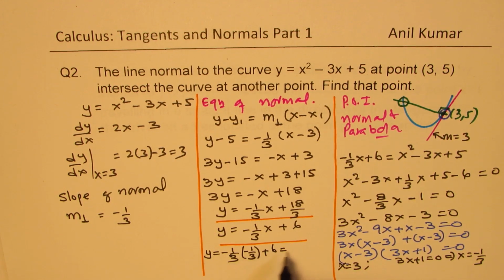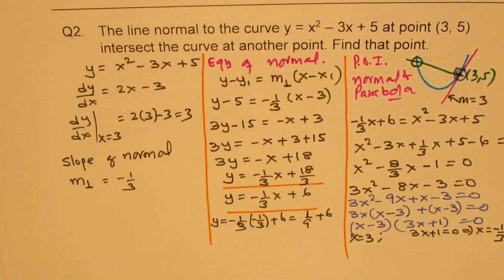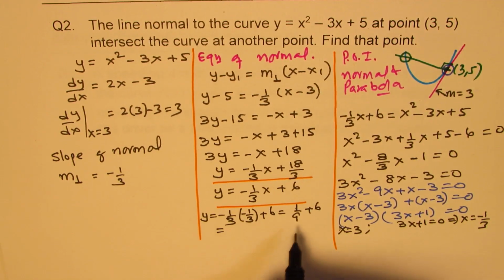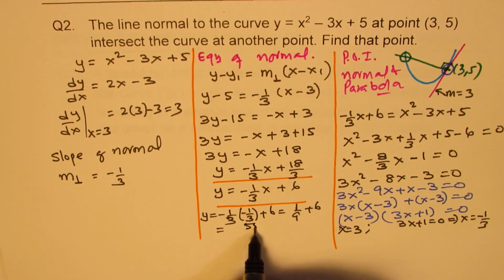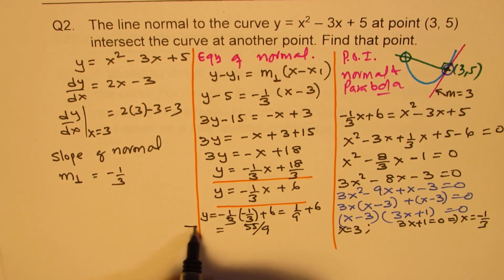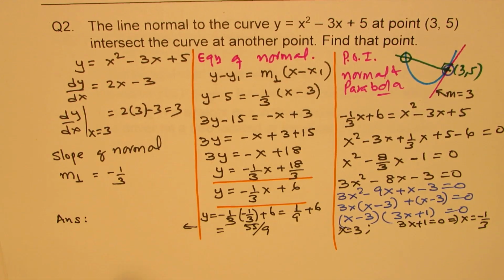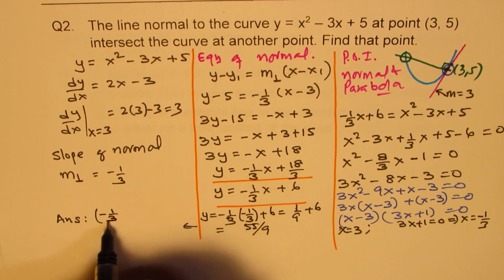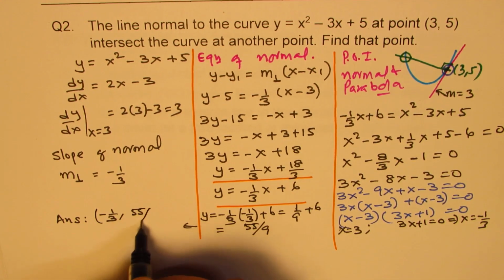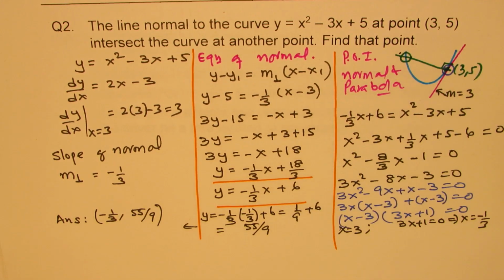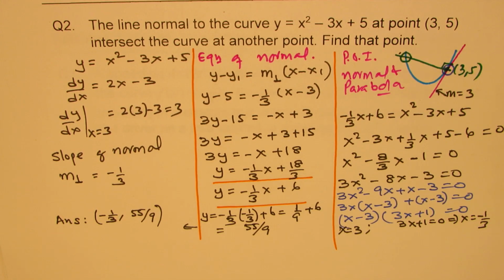Which is 1 over 9 plus 6. Let's push the page a bit more. So that gives you 9 times 6 is 54, plus 1, 55 over 9, right? And therefore, let me write down the answer here, the point should be (minus 1 over 3, 55 over 9). So that is the other point. Is that clear to you? That is how we find the point of intersection of the normal with the curve.